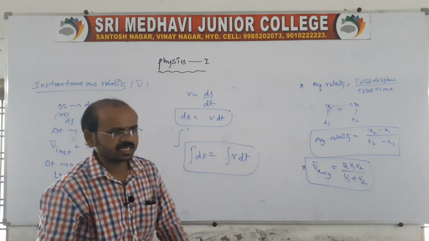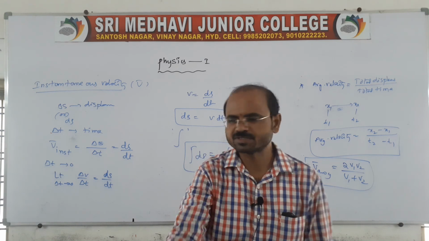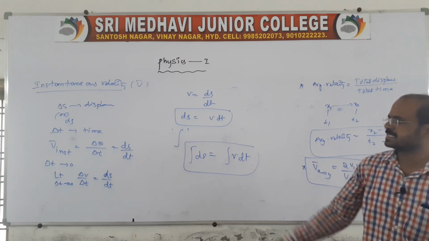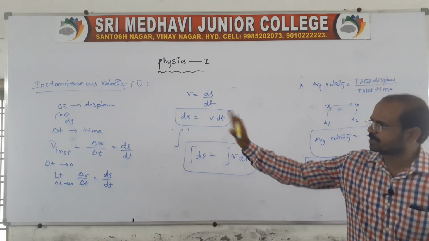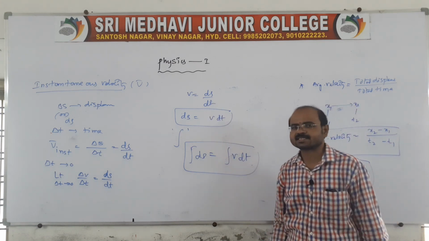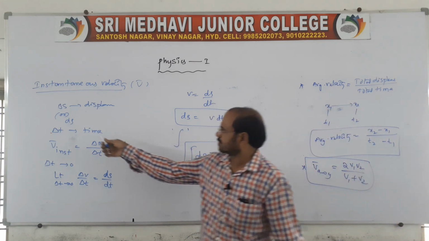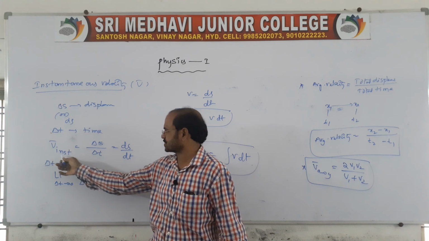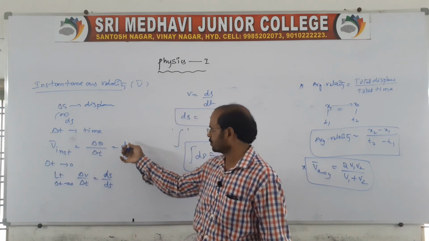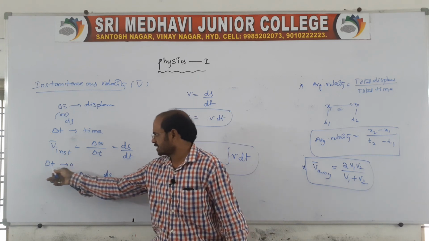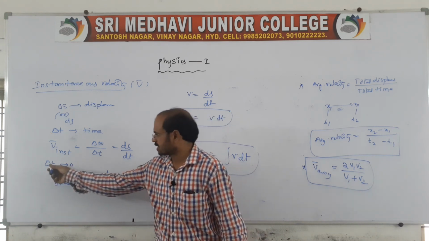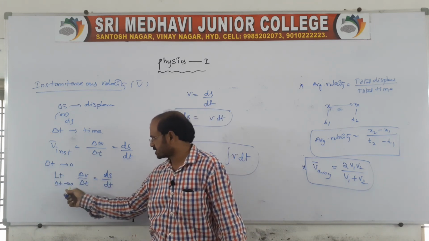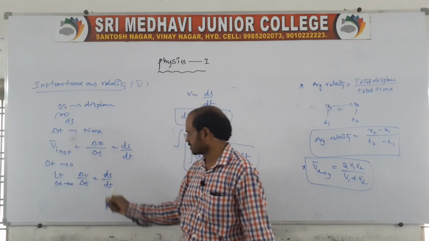Instantaneous velocity is nothing but, at a particular time and at a particular place, the velocity of a particle. Here ds is a small displacement and dt is a small interval of time, therefore the instantaneous velocity is ds by dt, or delta s by delta t. If delta t tends to 0, a very small time interval, then the limit as delta t tends to 0 of delta s by delta t is equal to ds by dt.